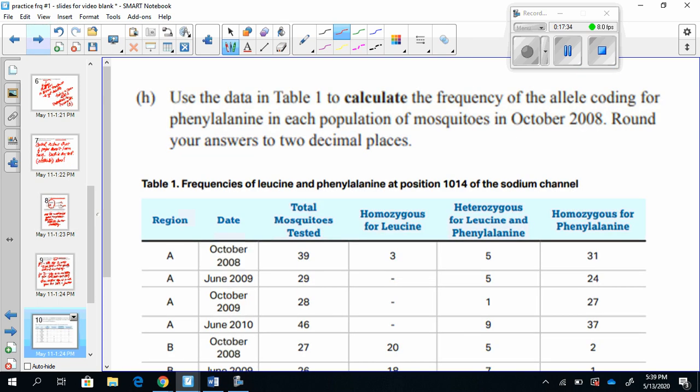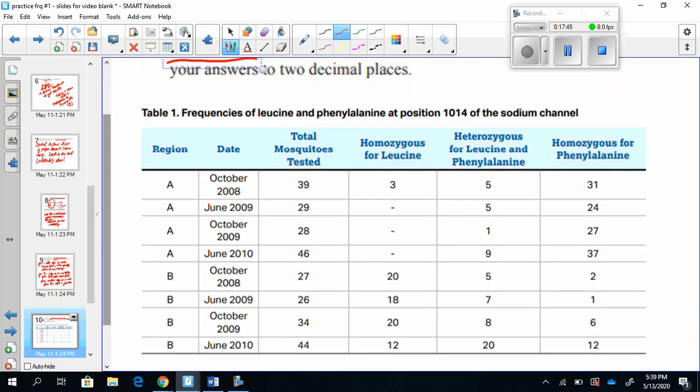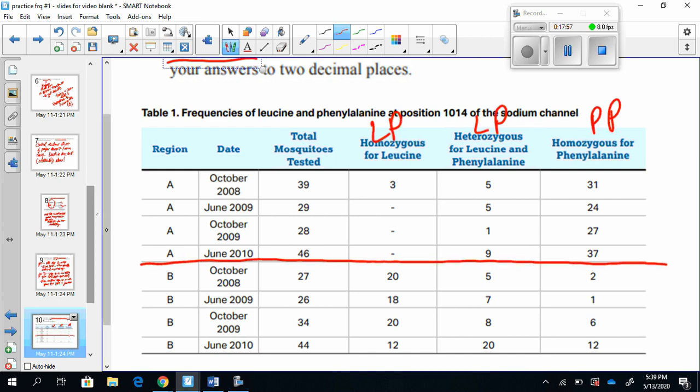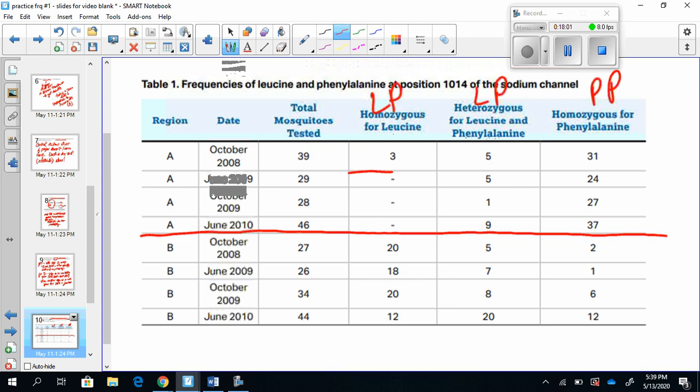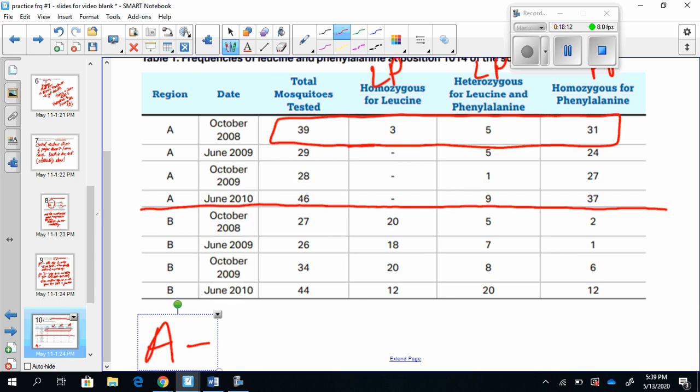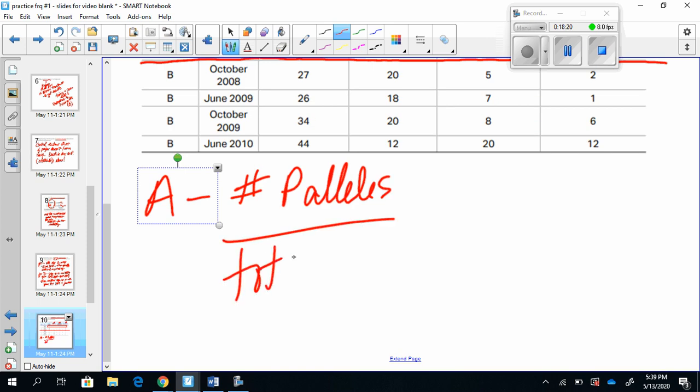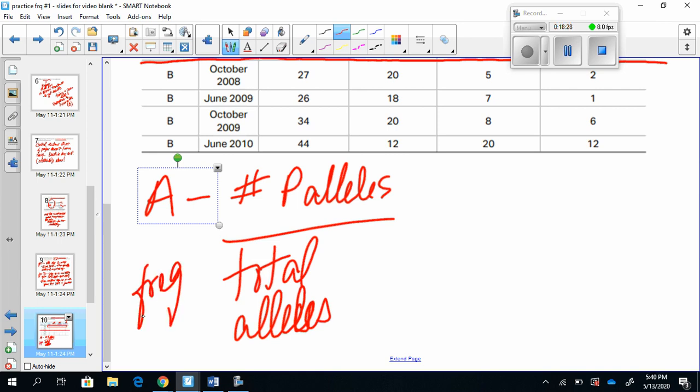All right, moving on. Use the data in table 1 to calculate the frequency of the allele coding for phenolphthalein in each population of mosquitoes. Okay, we are going to do this just like we did in our lab. So if these guys are PP and these guys are LP and these guys are LL, I want to do this. I have to do it for both areas, and only for October 2008. So I'm just going to look at these numbers. For region A, I need to figure out the number of P alleles over the total alleles. That's going to give me the frequency of the P allele.